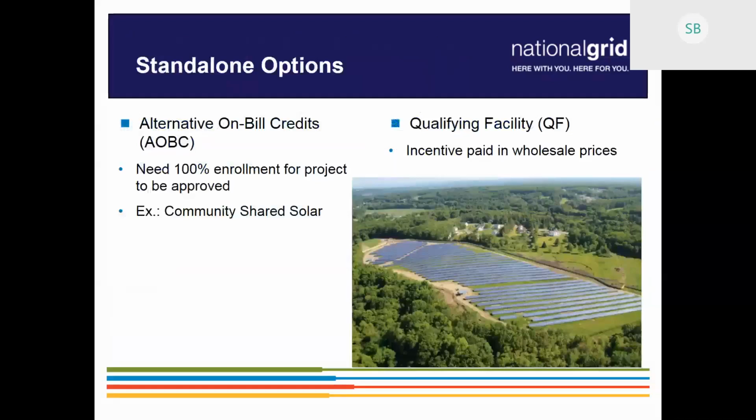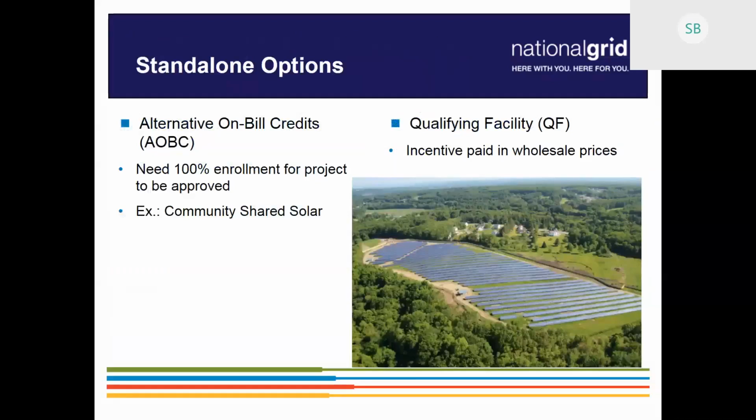These are the two options. If you do have a standalone site, you can either be an AOBC facility, which is alternative on-bill credit. And what that means is that you, as the host who owns that site, can allocate different amounts of energy to different off-takers. So during the application process, you have to have 100% of your energy allocated to different people. But this is the type of site you would have for community shared solar.